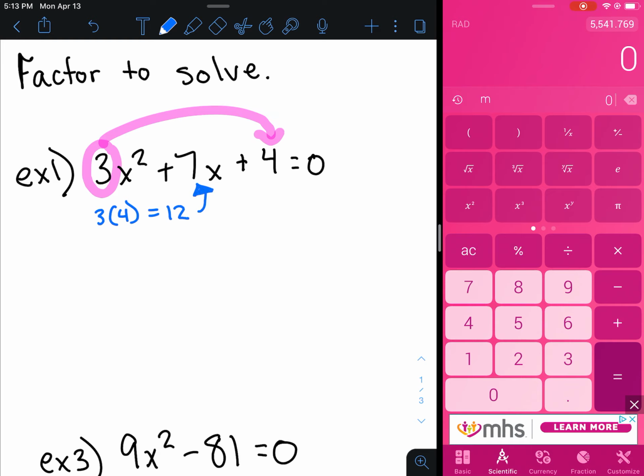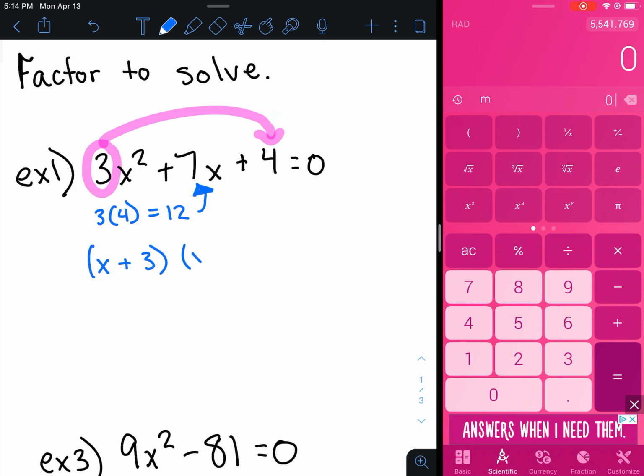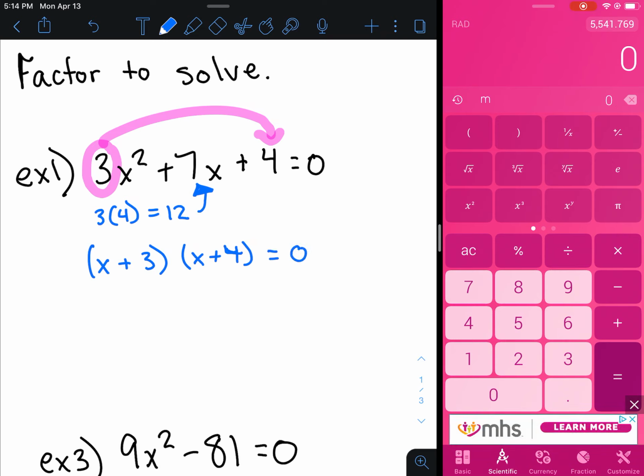The two factors of 12 that add up to 7 are 3 and 4. So we end up having x plus 3 and x plus 4. It doesn't matter which one comes first. If you want to do x plus 4 and then x plus 3, completely fine. Remember that it's always set equal to 0 because we're solving this. Also, once we have our two factors decided, 3 and 4, they multiply to give us 12 and add together to give us 7. Then we're going to divide by our original a value, which in this case is 3.